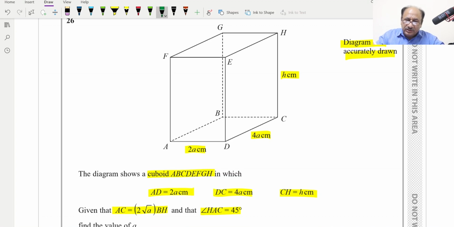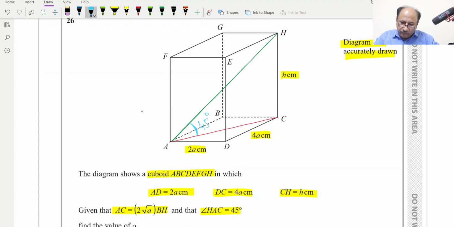So I will draw HAC first. Whatever is given we can draw it. So HAC is given, which is this one. We also have to join AC, so I will change the color. So AC will be over here and HAC will be this angle, and this angle is provided as 45 degrees.